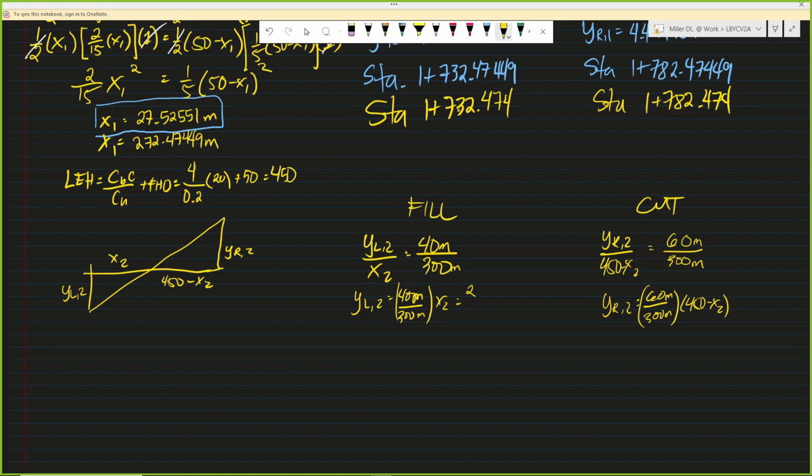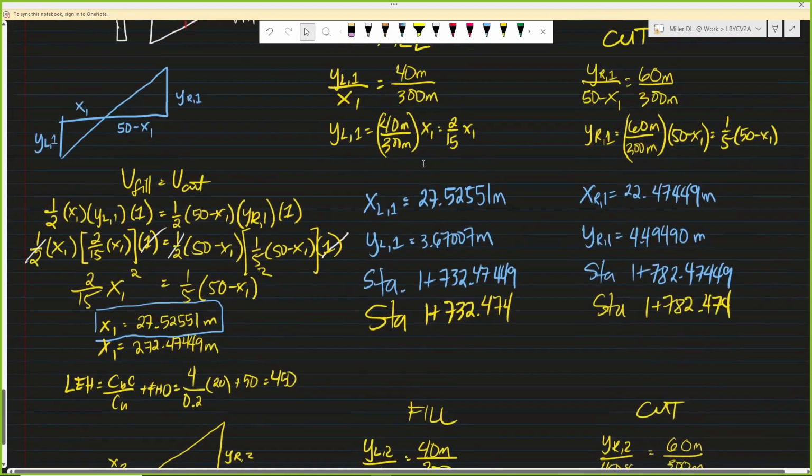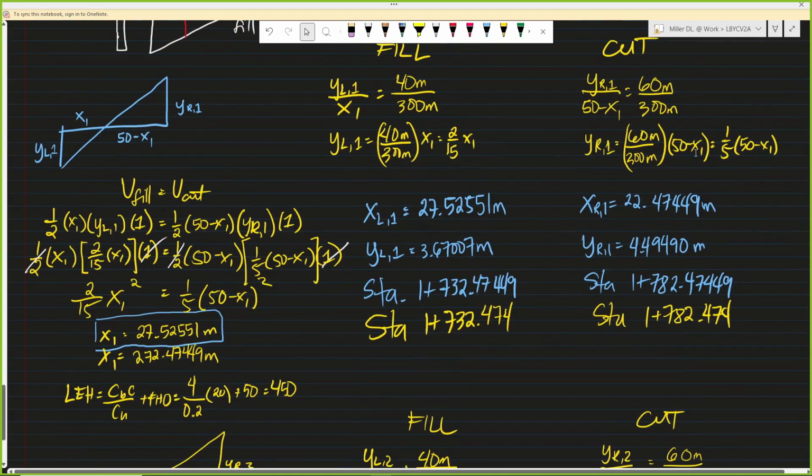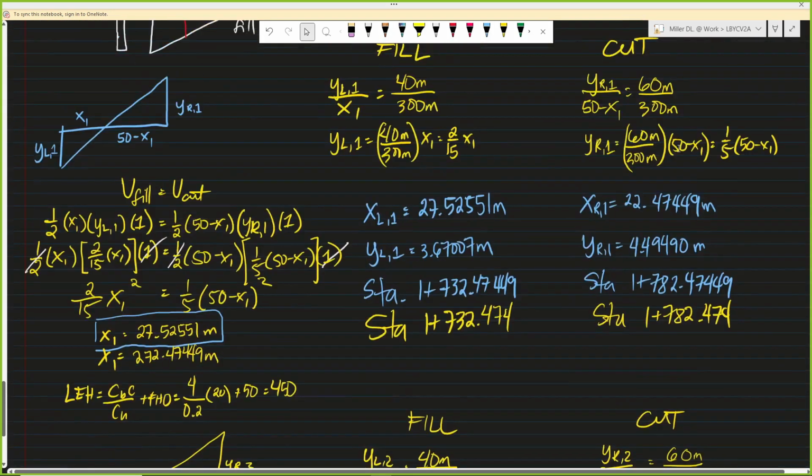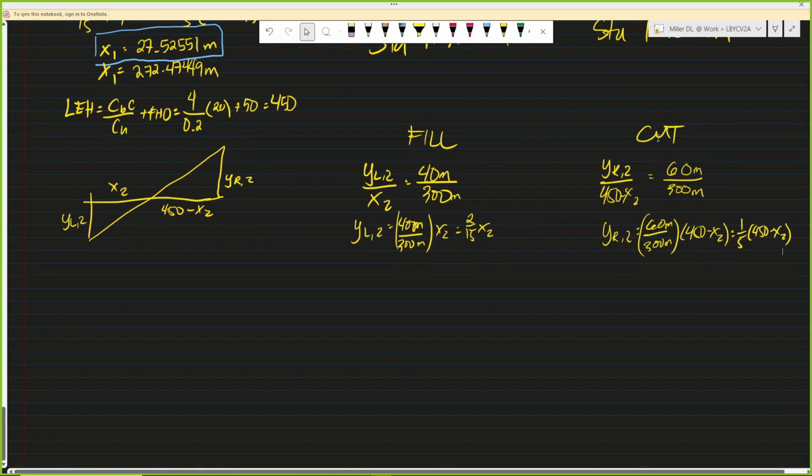Ito rin ay magiging 2 over 15 x sub 2. Ito naman ay maging 1/5 of 450 minus x sub 2. Okay, so parehas lang. Mapapansin ninyo, nagbago lang yung distance. Instead of 50, naging 450. Okay? So, after this, magka-cut and fill din tayo.